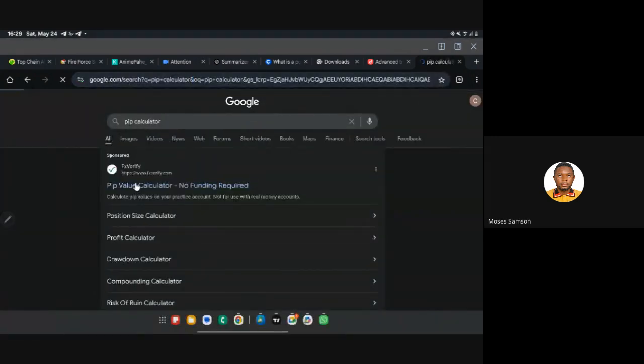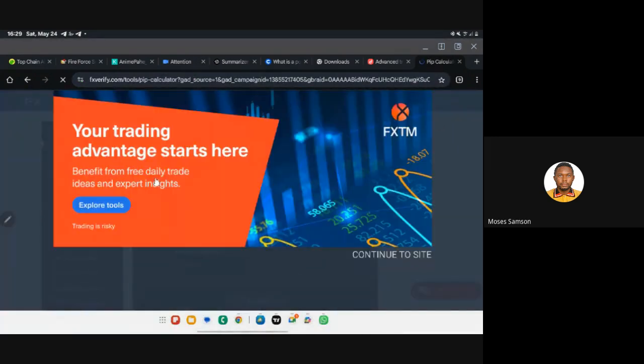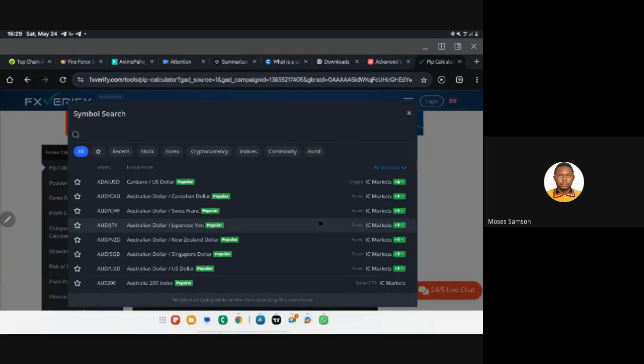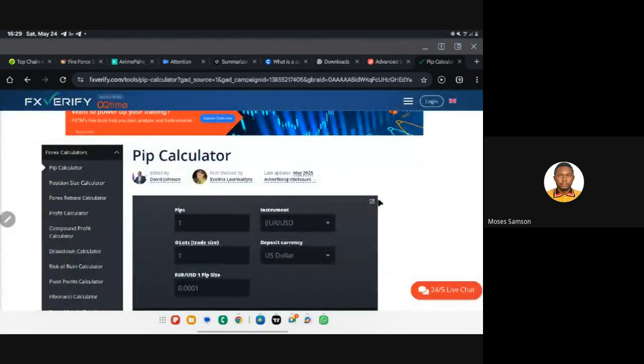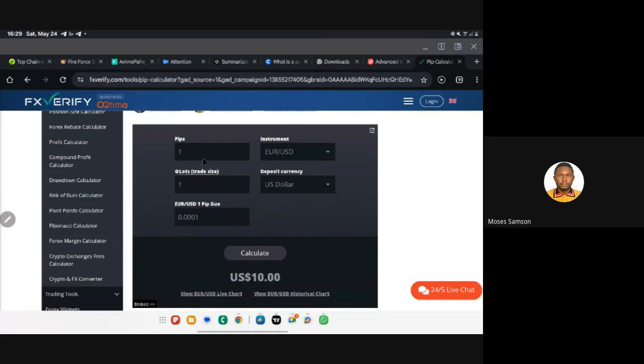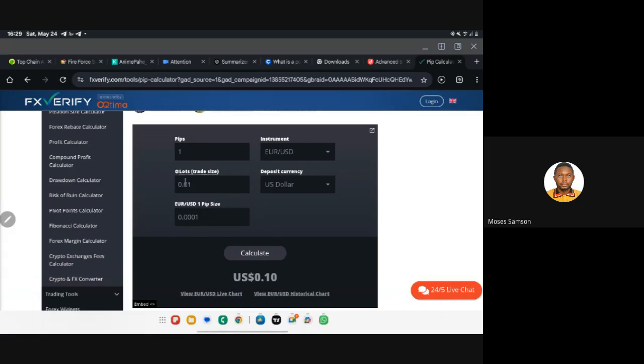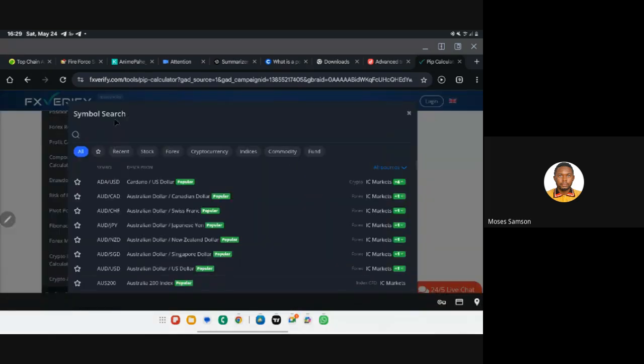This is FXTM. Okay. So now, one pip, what does it represent? What does one pip represent? One pip on the lot size 0.01 calculates as 10 cents. For every one pip movement, you get 10 cents. So let's switch this to GBP USD.